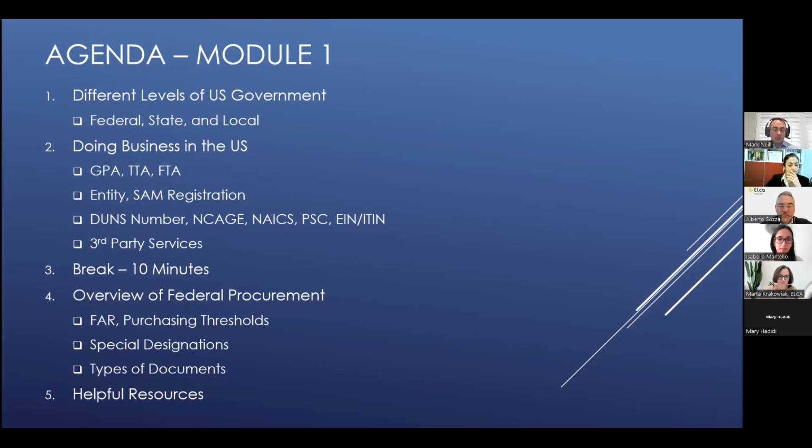So getting an understanding of the regulations, what the purchasing thresholds are and why they exist and how they operate, some special designations, special classifications to be aware of, and then also the different types of documents that you might see in the various procurements, as well as some helpful links and resources.